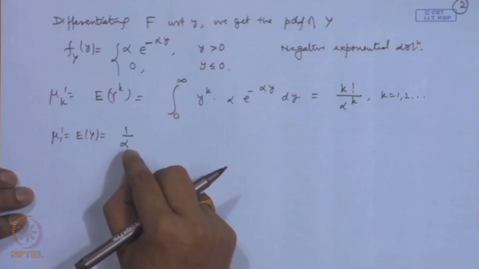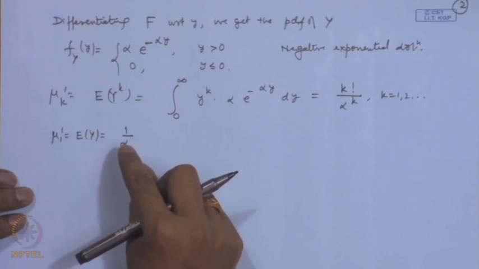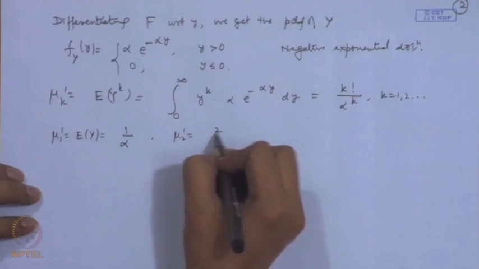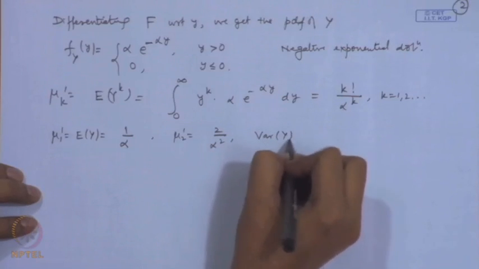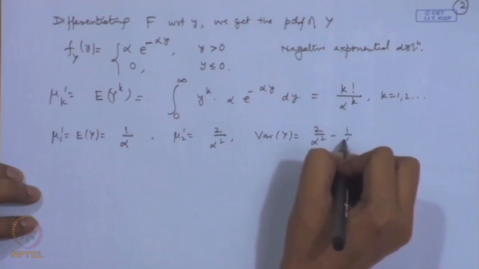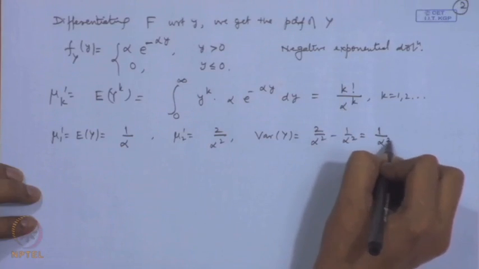Let us look at the physical interpretation of this. If the Poisson process has the arrival rate alpha, that is the rate of occurrence is alpha, then the waiting time for the first occurrence is 1 by alpha. So, it is something like saying that you can say the rate is 1 in 3 minutes. So, the waiting time then will be 3 minutes for the first occurrence, the expected waiting time. Let us consider mu_2 prime, then that will become 2 by alpha square, and therefore, the variance of y will be equal to 2 by alpha square minus 1 by alpha square, that is equal to 1 by alpha square.